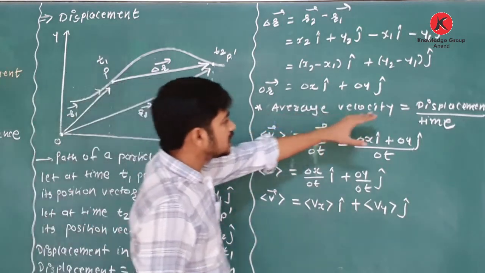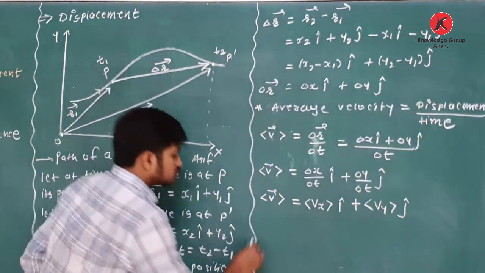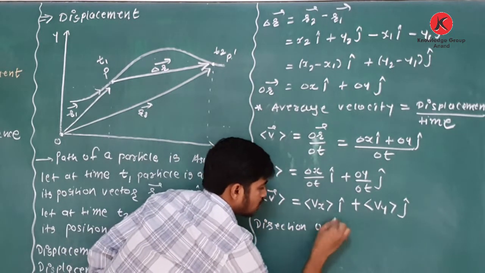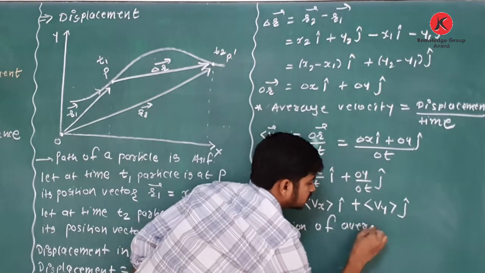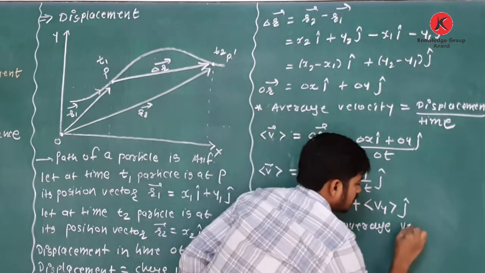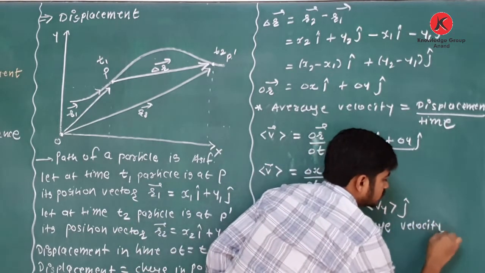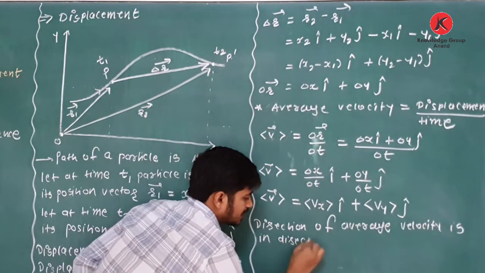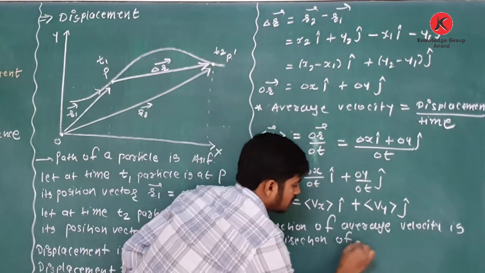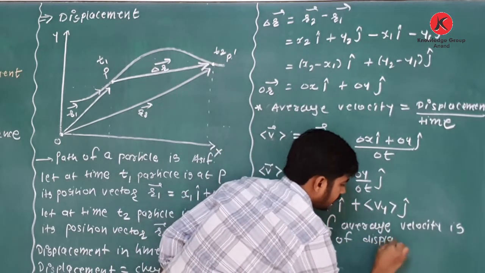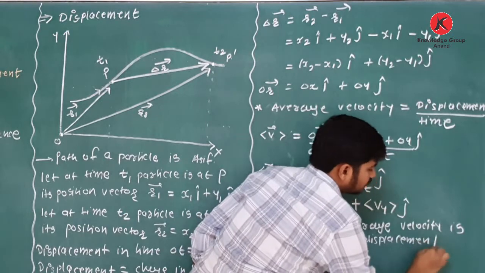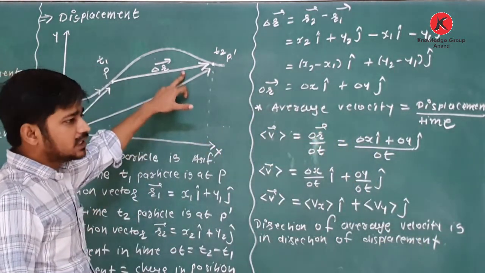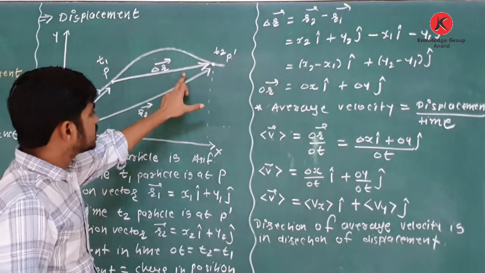Okay, yes, average velocity. See, average velocity is equal to displacement upon time. So the direction of average velocity is in the direction of displacement. So see here, average velocity is in this direction, and displacement is in this direction.